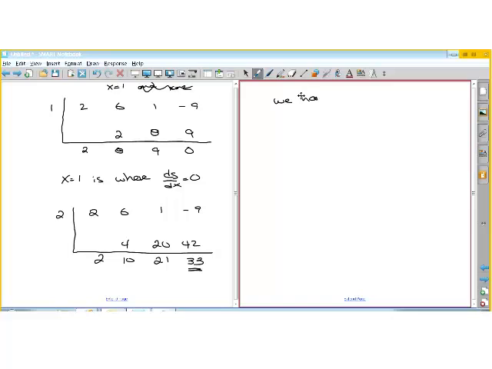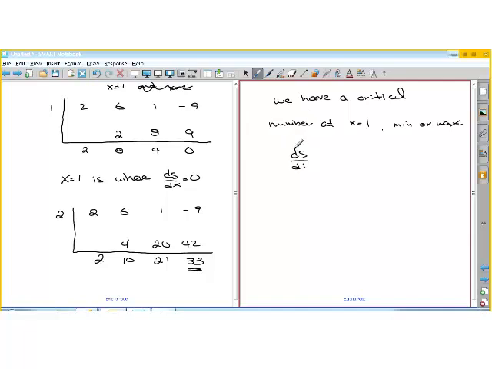So what that says is we have a critical number at x equals 1. So that could be a minimum or maximum. Now, of course, we know that's a minimum just from the drawing. But let's prove it by using the second derivative test.